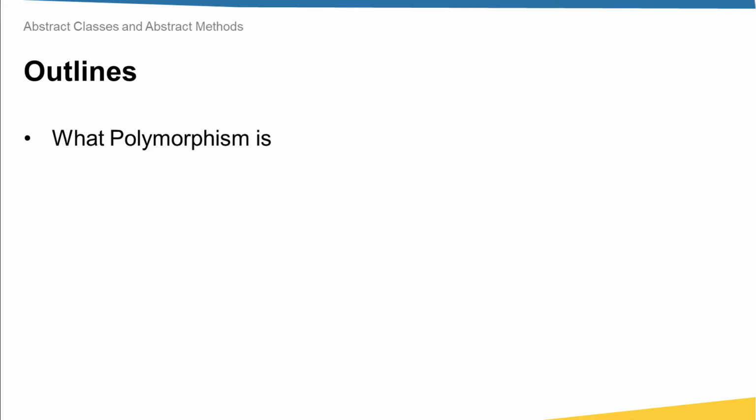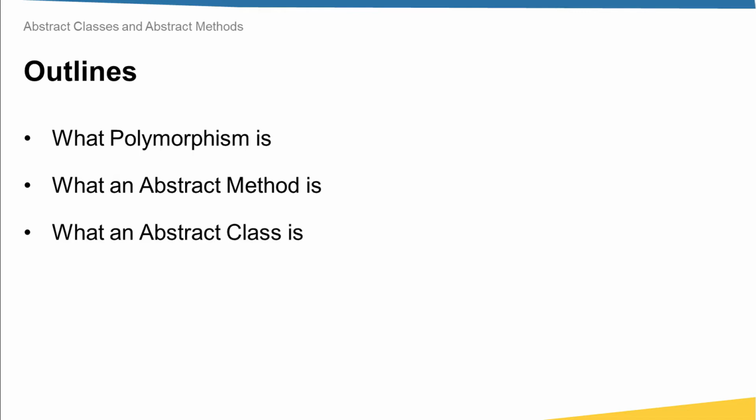In this lecture, we will learn about what polymorphism is, then we will talk about abstract methods and abstract classes. Next, we will see how we can implement these abstract classes in Python, and at the end, I'll end this lecture with a quick summary.